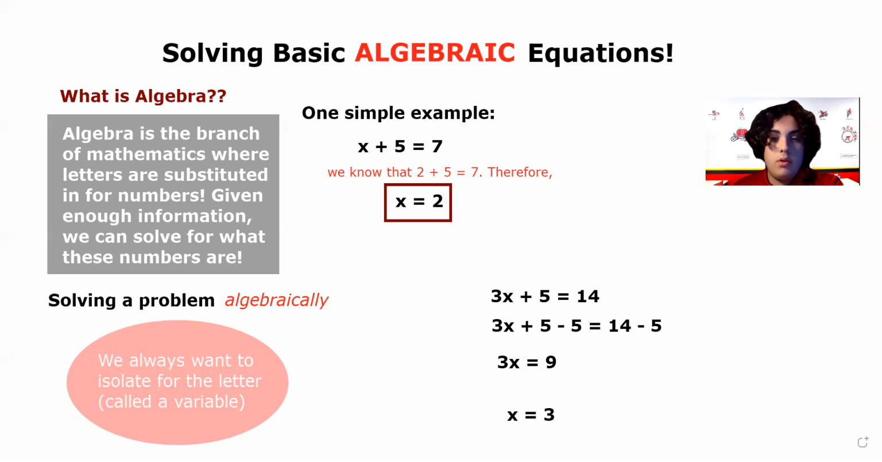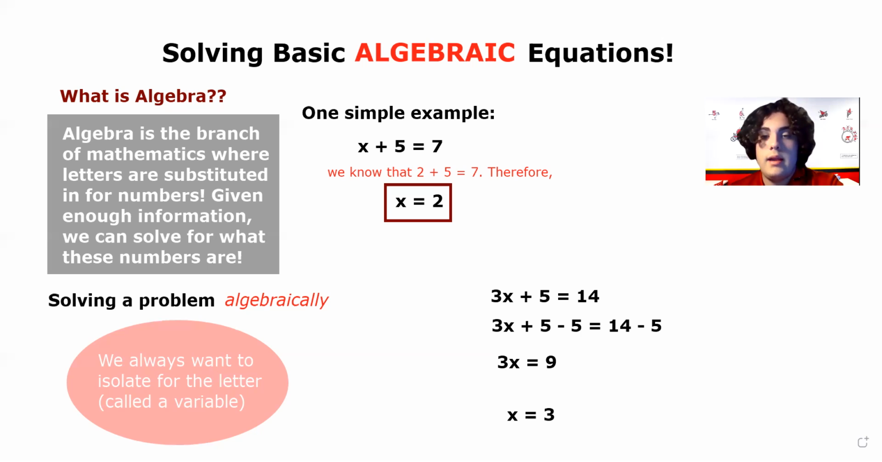The principle of solving something algebraically is that we always want to isolate for the letter, which is the variable. So we always want the letter to be by itself. We want nothing touching it on whatever side of the equal sign it's on. Nothing else should be there. You can see that in the equation 3x plus 5 equals 14, there are things too close to the x. I don't want them there, okay?